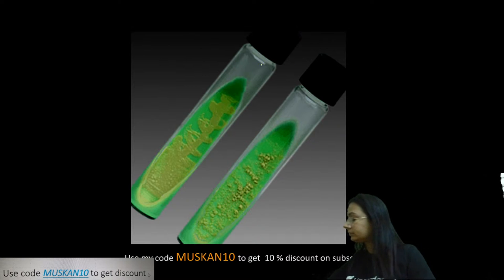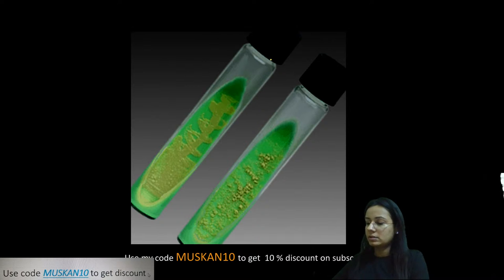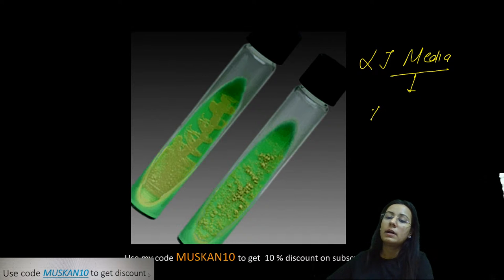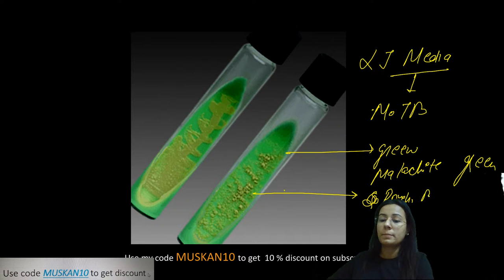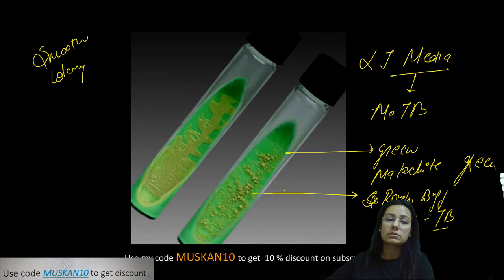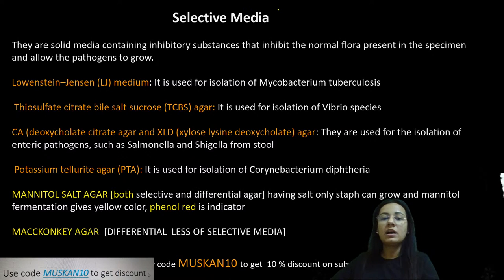Now what is this? ये अपने पास क्या है, ये अपने पास एलजी मीडिया है. ठीक है, and what it is used for the growth of the Mycobacterium tuberculosis. ठीक है, और ग्रीन कलर क्यों है, ग्रीन कलर is due to the malachite green. ठीक है, और कॉलोनीज कैसे अपियर होंगे इस पे, rough, buff and tough colonies by Mycobacterium tuberculosis, jabki leprae will show the smooth colonies. Okay, so these are important to remember that LJ media is an example of the selective media.